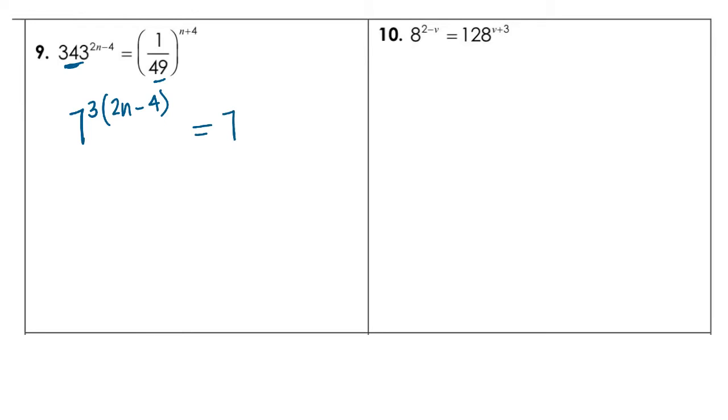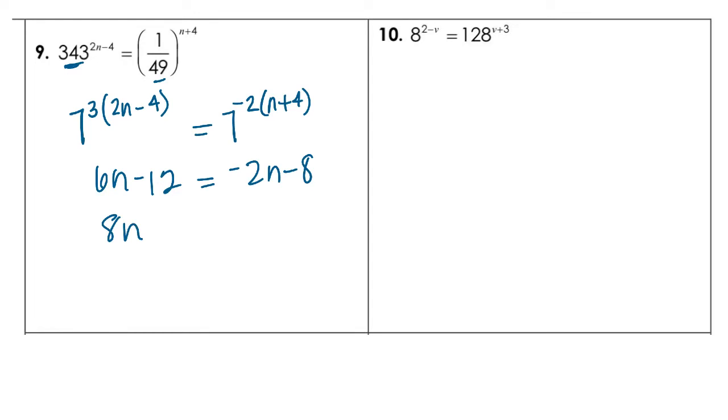And 1 over 49, that's the same thing as 7 to the negative 2. And I already had n plus 4 there, so I'm going to multiply. So our distributive property here, we're going to have 6n minus 12 equals negative 2n minus 8. Collecting our n's on one side and our numbers over on the other. So let's see. That looks like n is going to be 1/2.